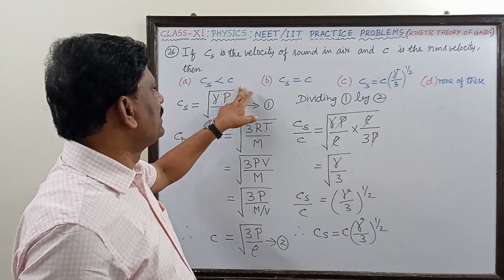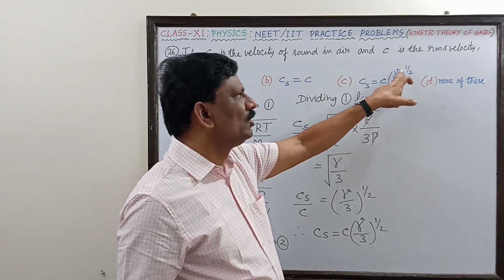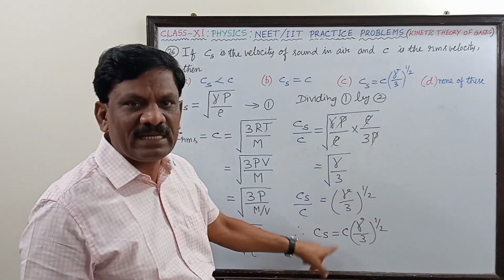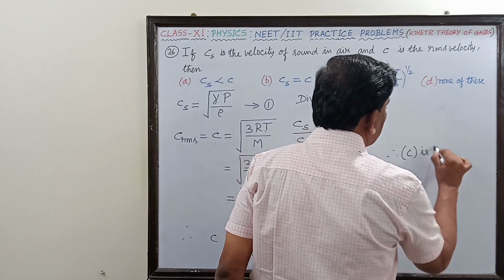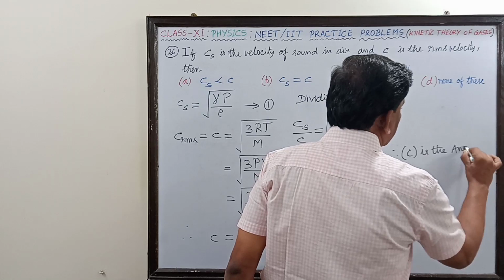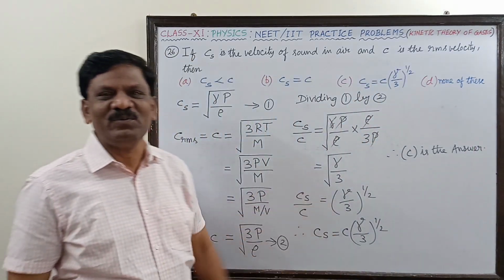So what are the options? First one and second one cannot be correct. The third one, Cs is C into gamma by 3 whole power half. That is the correct answer. Therefore, option C is the correct answer. I hope you must have understood well. Fine.